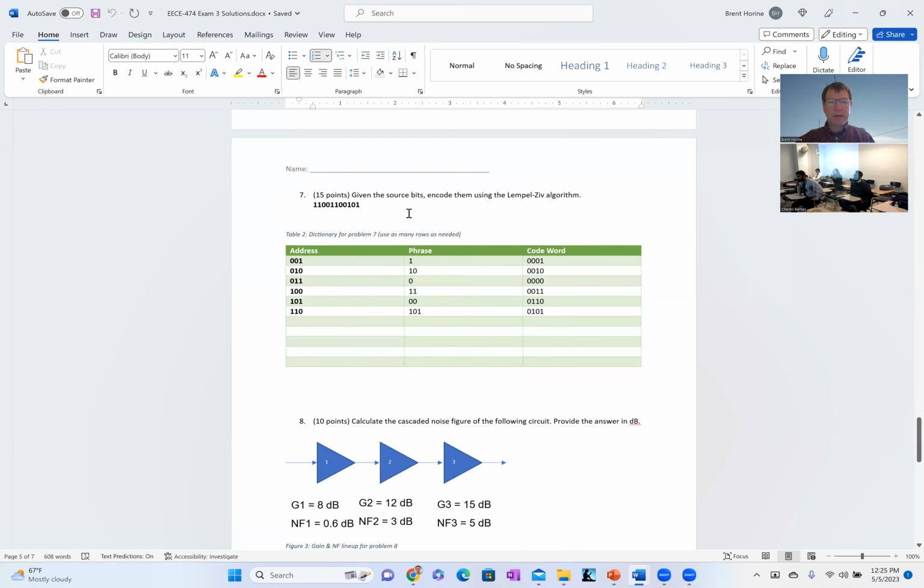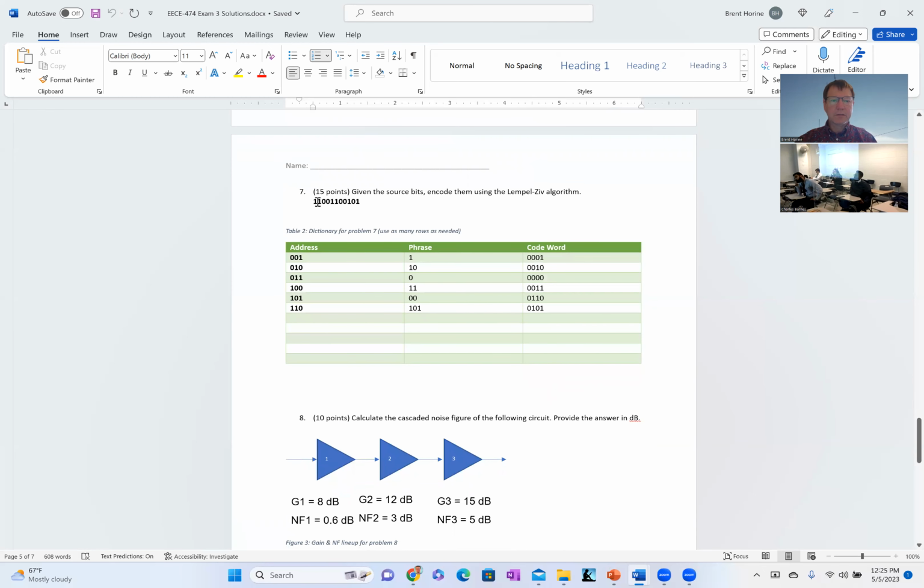So the Lempel-Ziv algorithm here, recall that we are trying to find unique phrases. And so we just start.